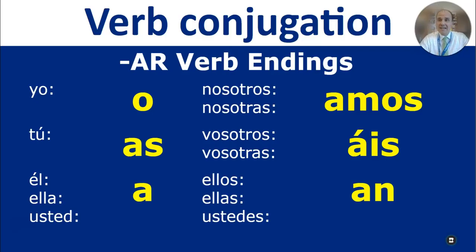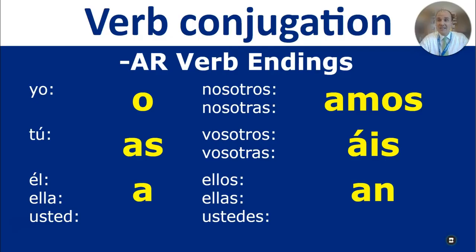On the plural side, if the subject is we, and we're trying to say we speak, we would add the ending AMOS. So hablamos means we speak. In Spain, they would say AIS with an accent on the A, like habláis, all of you speak. And then they speak, or all of you speak, would be AN. We would add the ending AN. So these 6 endings are so important: O, as, a, amos, ais, an.